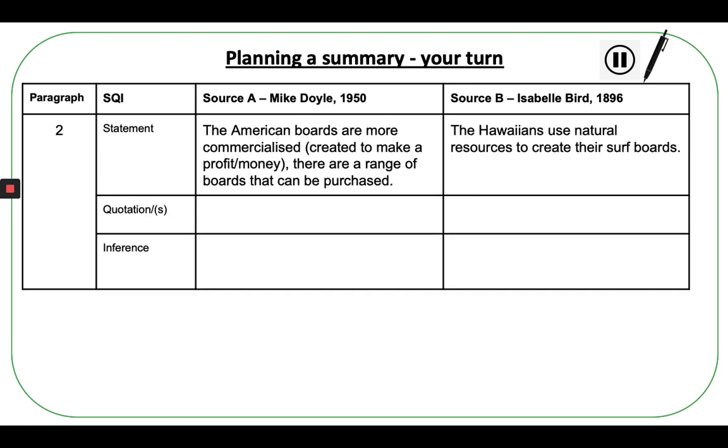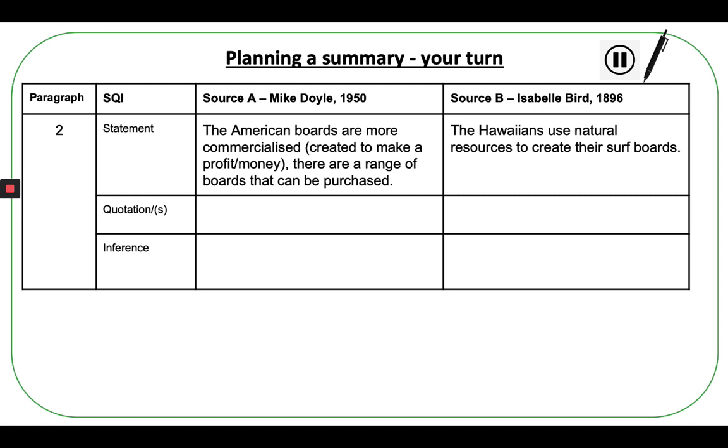Now, for those of you who need some support, here is an example statement you might make. The American boards are more commercialized, which means they're created to make a profit or money, and there are a range of boards that can be purchased, whereas the Hawaiians use natural resources to create their surfboards. So here is an example statement. If this is all you need to get you going, fantastic, and you think you can find appropriate quotes and make inferences, then brilliant. Well done.